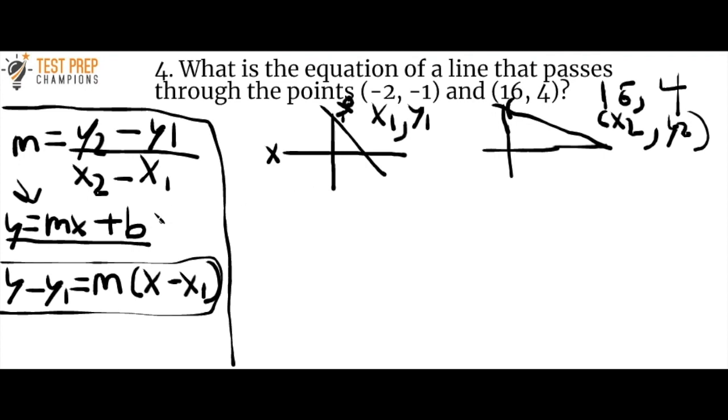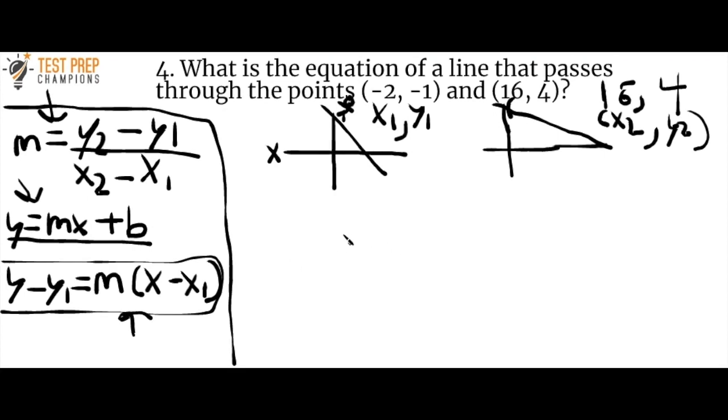And then once we found our slope, we then use this formula. So first we use m equals y2 minus y1 divided by x2 minus x1 to get the slope. Then we use the point slope formula, y minus y1 equals slope times x minus x1. Let's go ahead now and calculate our slope here.